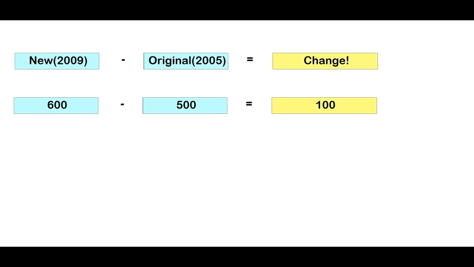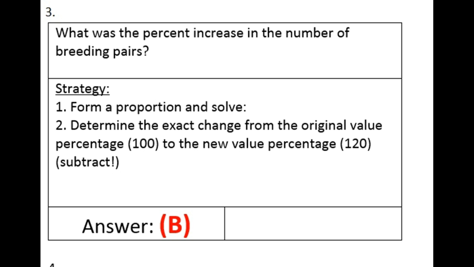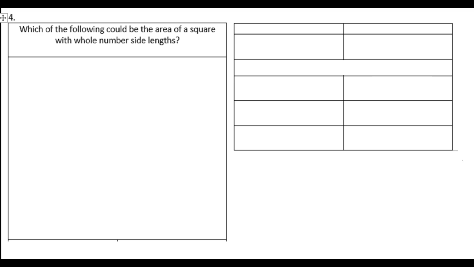It tells us that 600 is 120% of 500. All right, so let's compare those two numbers. If we just do 600 minus 500, we know that the change is 100 more breeding pairs, but because we have a proportion, we know that 120% minus the original 100 is 20%. That's why the answer is B. The answer is B. All right, so let's go on to the next one.